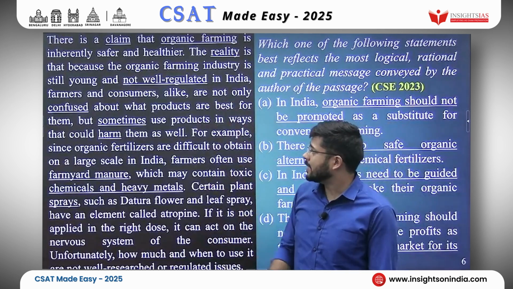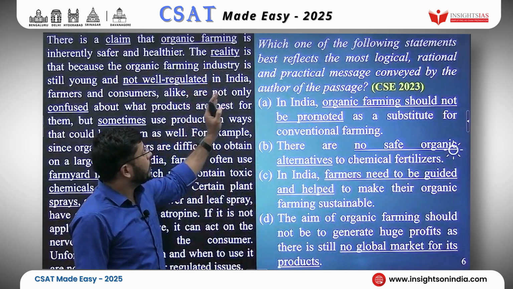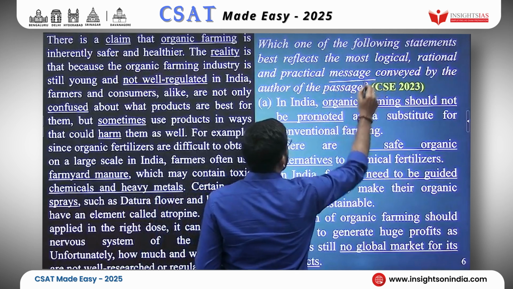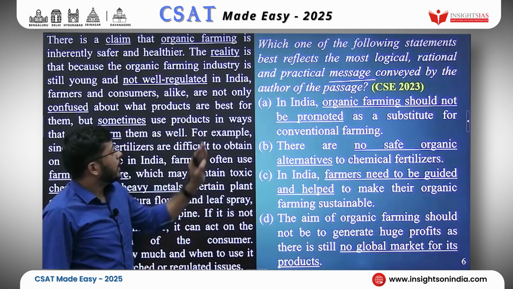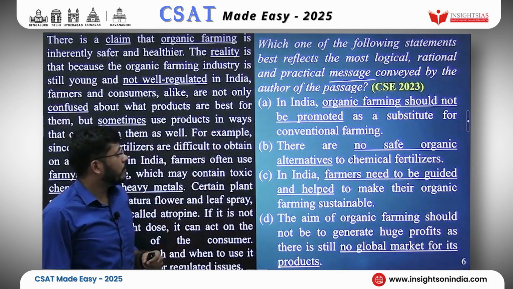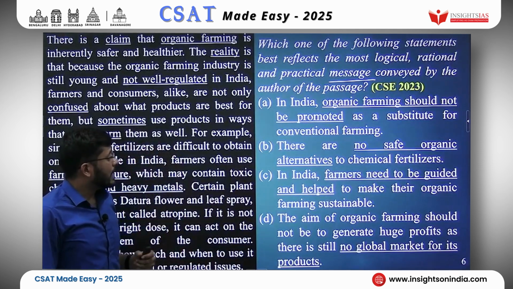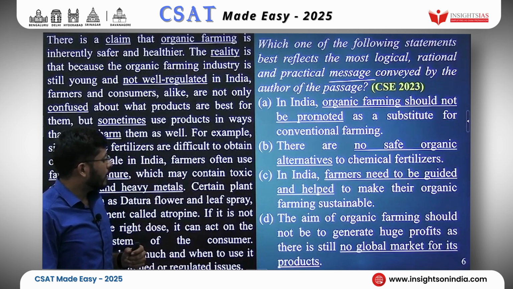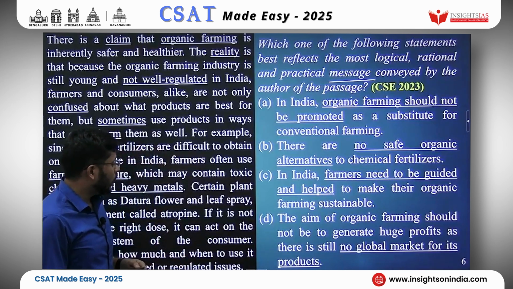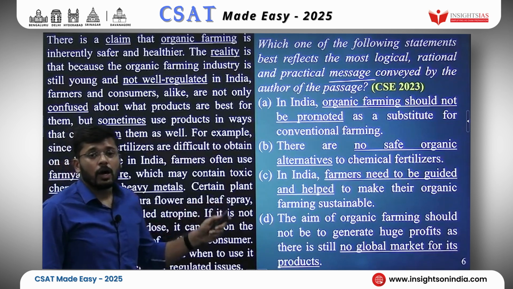Okay. This is the passage and we have underlined the key terms. Let's read the options now. Which one of the following reflects the most logical, rational and practical message conveyed by the author of the passage? In organic farming, farming should not be promoted as a substitute for conventional farming. There are no safe organic alternatives to chemical fertilizers. In India, farmers need to be guided and helped to make their organic farming sustainable. The aim of organic farming should not be to generate huge profits, as there is still no global market for its products. Okay. How do we solve this one?